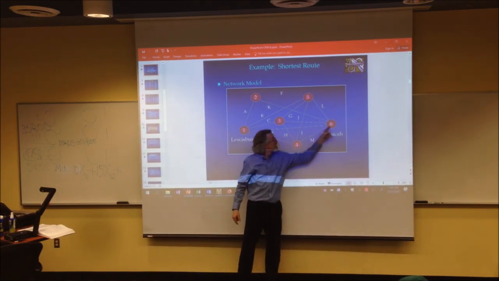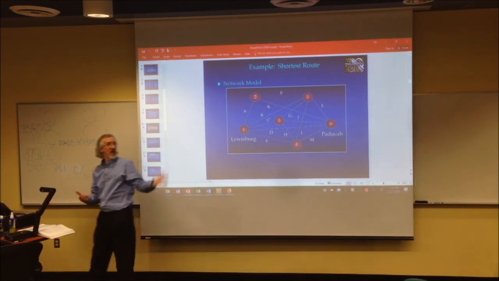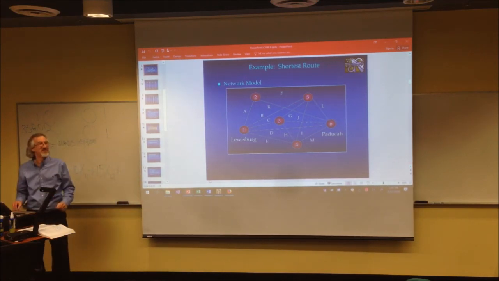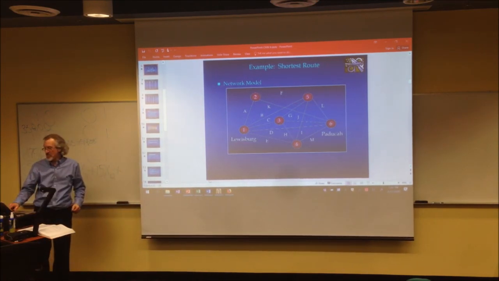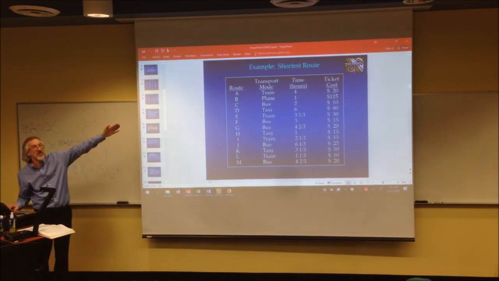And here, right here, this is horseback. Okay? Horseback. We have to pay for the horseback rental and the time it takes, whatever it may be. You see my point, though? And that's what you see right here. This is every form of transportation for each one of those routes.